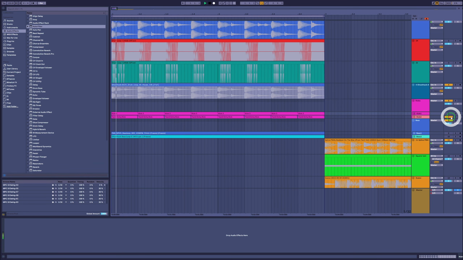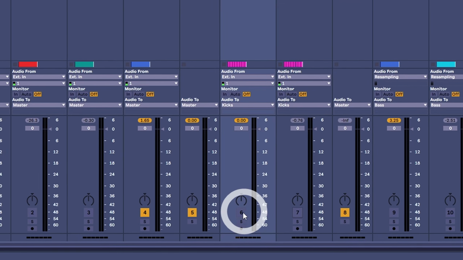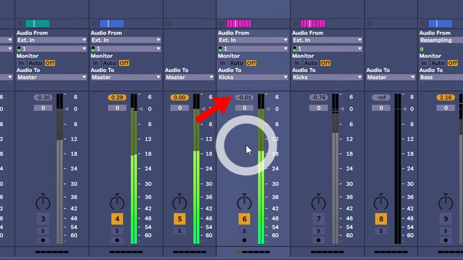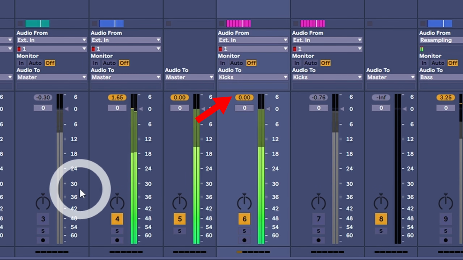Here's kick 2. Back to the first kick. Kick 2. Okay, let's look at the meters, shall we? Here's kick 1. So that measures at basically 0, full peak.